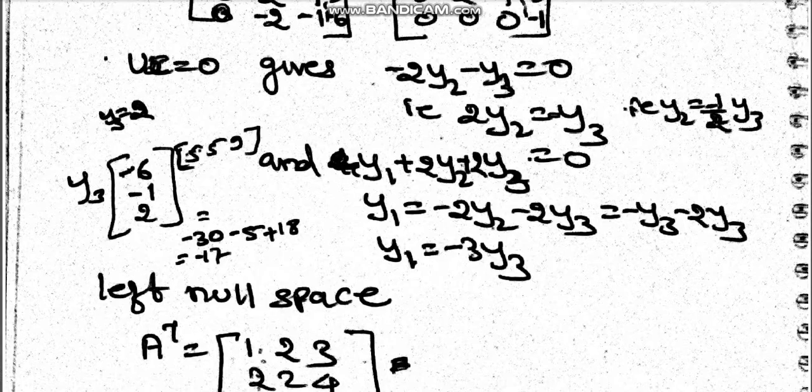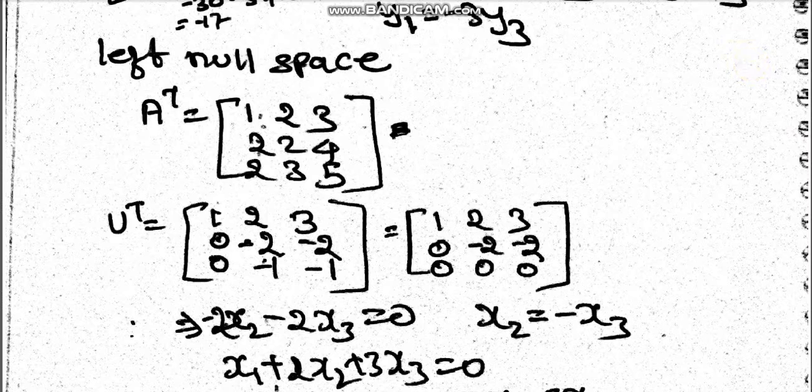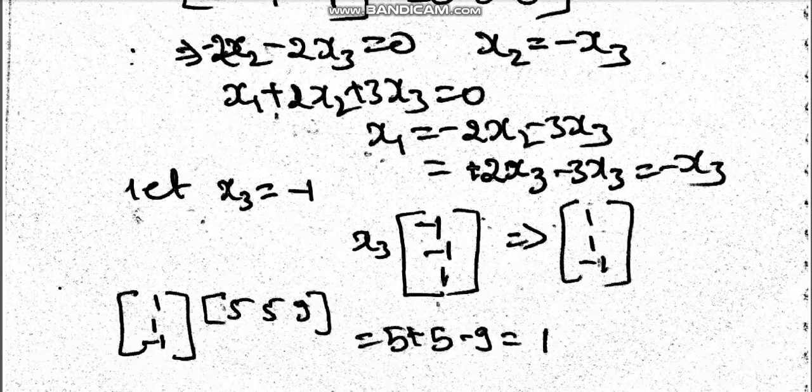So randomly I have taken the left null space. For that I will require A transpose times y to be equal to 0. I have not included b here. I have just reduced A to U, and here you get the expression. Look at the solution: multiplying by x3, I have got (-1, -1, 1).